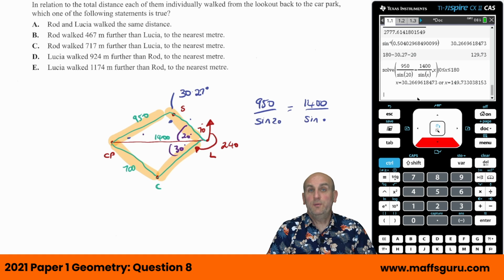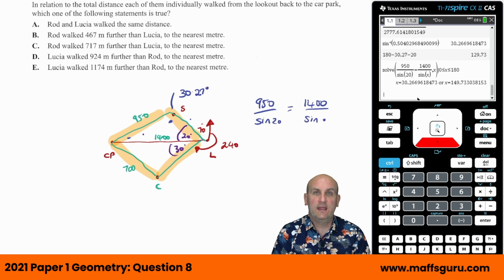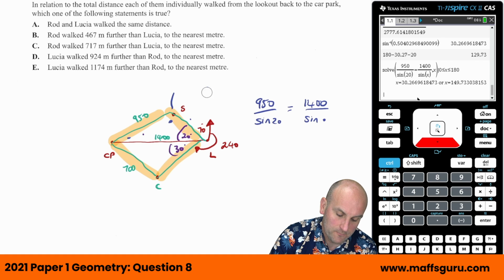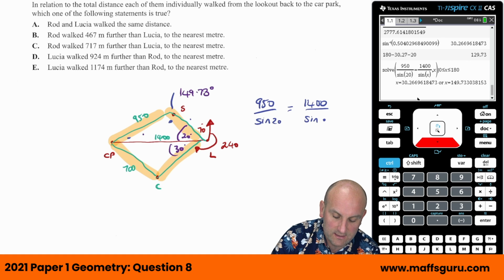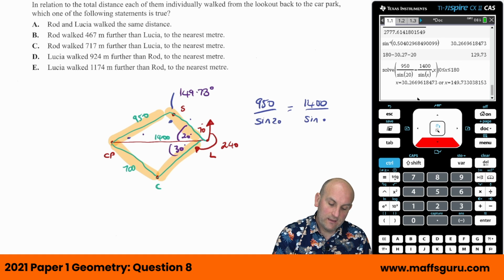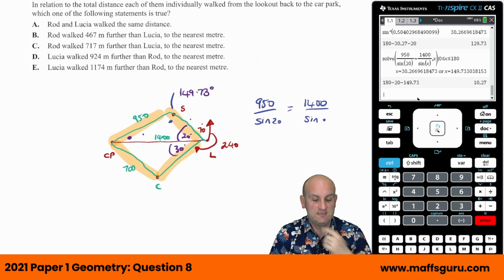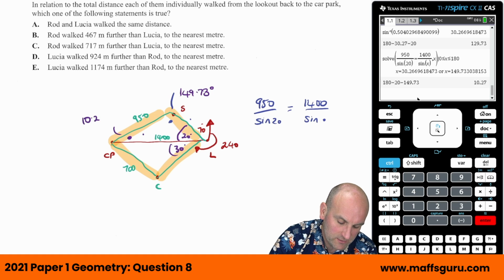So when I put that into my calculator, I actually get two values. And so I get 30 and 149.73. Well, actually, it makes sense for that angle there not to be 30 degrees. It's about 149.73 degrees. So I'm going to rub that out and put 149.73 degrees. That would suggest that I can now find this angle here by doing 180 minus 20 minus 149.73. Hit enter gives me 10.27 degrees. So that there is 10.27 degrees.